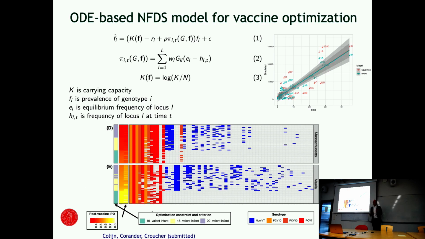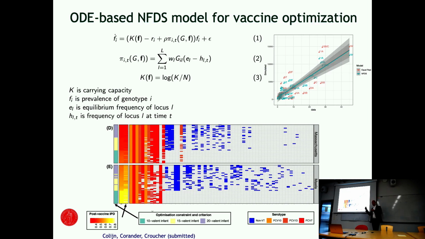Then Caroline Colijn, when she heard of our NFDS model, had this ingenious idea that we can make this much faster, because the combinatorial explosion is quite steep here. If I have a vaccine with 10 different slots, then I have something in the order of 10 to the power 13 different possible vaccines. If I had a 20-slot vaccine, which is currently considered to be the highest coverage vaccine that you could practically make, so it would have 20 serotypes, that means we have something in the order of 10 to the 20, perhaps, different vaccines. So clearly we can't go through them all. Even with Google's quantum supremacy, it would not be feasible.